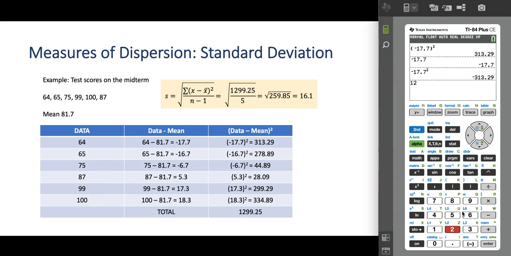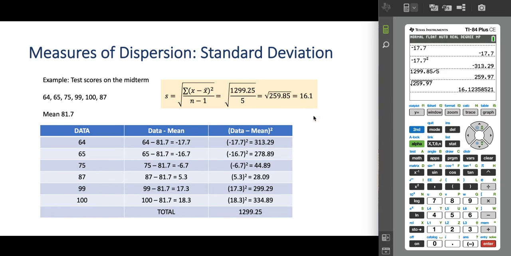So I would do 1299.25 divided by 5, which is 259.97. And then we want to find the square root of that. So we're going to press second square root, and I'll put 259.97. Don't do any rounding. Put that whole number in there, and press enter. And we find that the standard deviation is approximately 16.1.